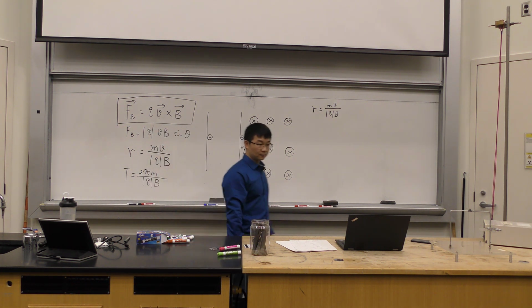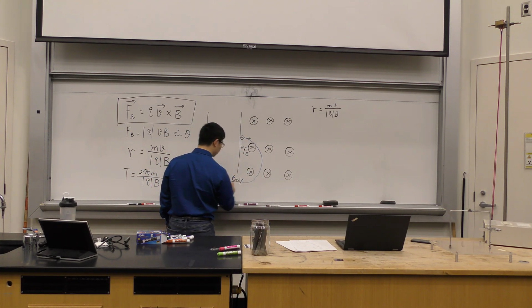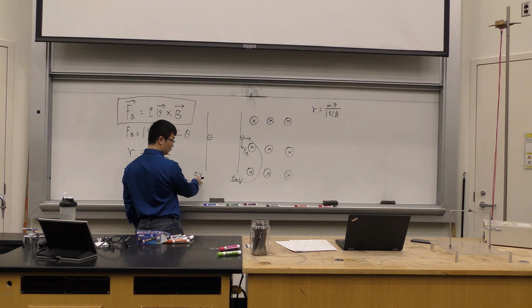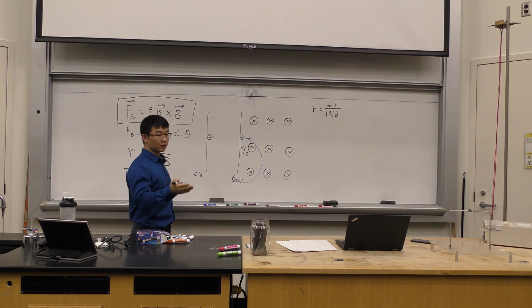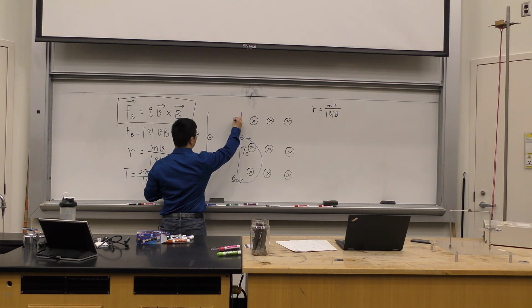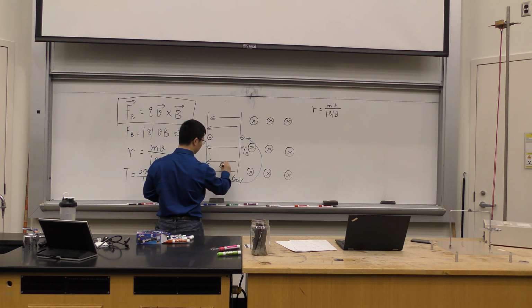The problem says that this is 0 volt, this is 500 volt. So what is the direction of the electric field between these two plates? Think about it. What did we learn? Do you still remember that? The electric field is always in the direction of decreasing potential. This is lower than that, so the electric field must be in this direction.